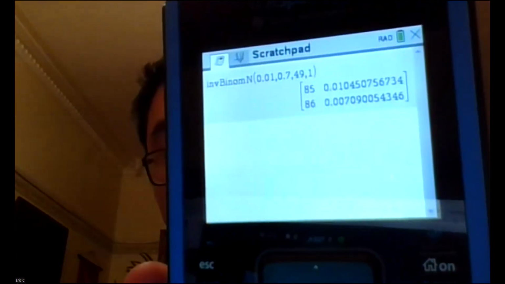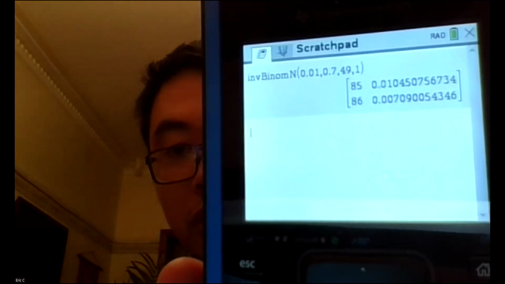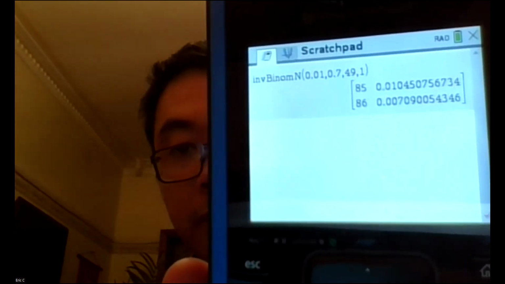Monique needs to take 86 shots in order to score at least 50 goals, with that probability being more than 0.99 or 99%. So there you have it. Basically the answer is n is equal to 86 for Monique to score at least 50 goals with a probability of more than 99%.